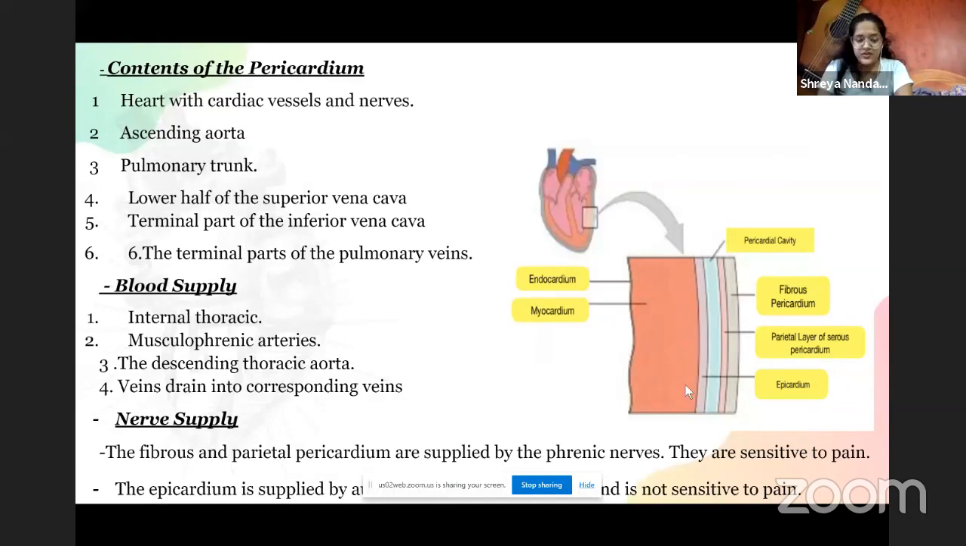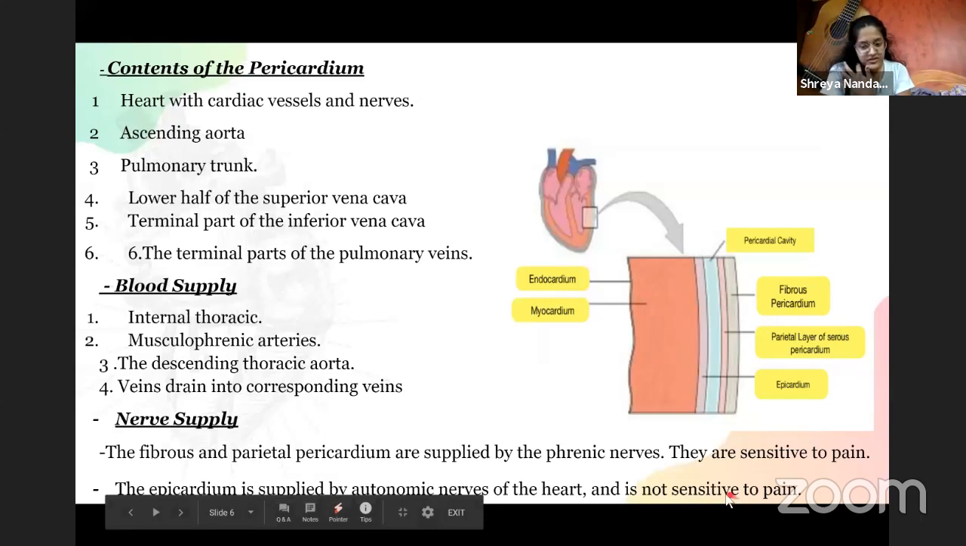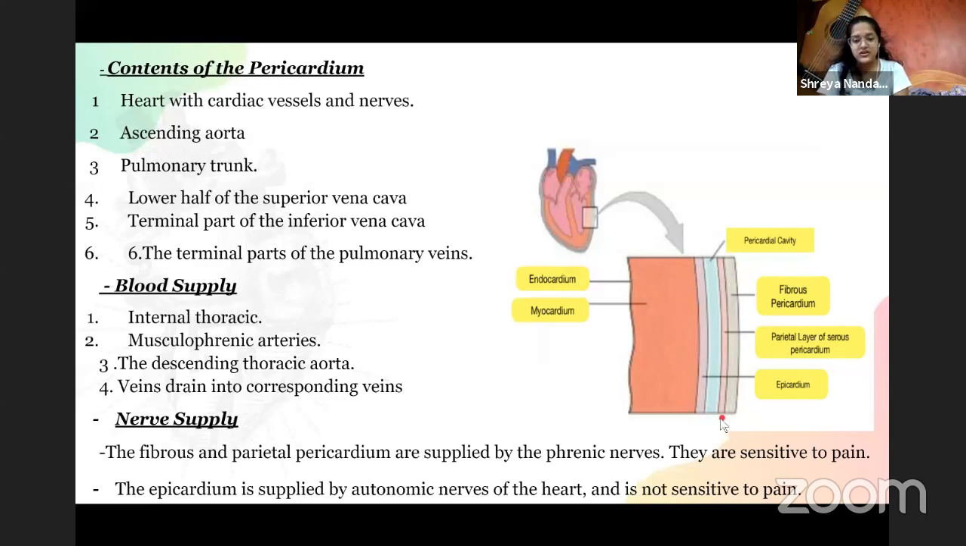In this slide, we can see the contents of the pericardium, the blood supply, and the nerve supply. There's an important point that we need to remember in the nerve supply: the fibrous and the parietal pericardium that we just talked about are supplied by the phrenic nerve, which is a somatic nerve, and therefore these layers are sensitive to pain, whereas the epicardium, that is the layer of the heart, is supplied by autonomic nerves, and therefore is not sensitive to pain. There's a labeled diagram here which shows the arrangement of the pericardial layers, pericardial cavity, and all the layers of the heart, that is the epicardium, the myocardium, and the endocardium.